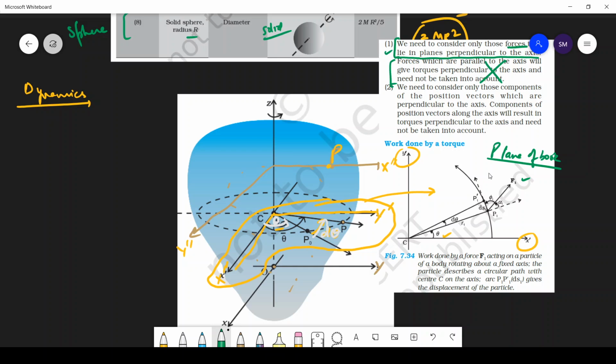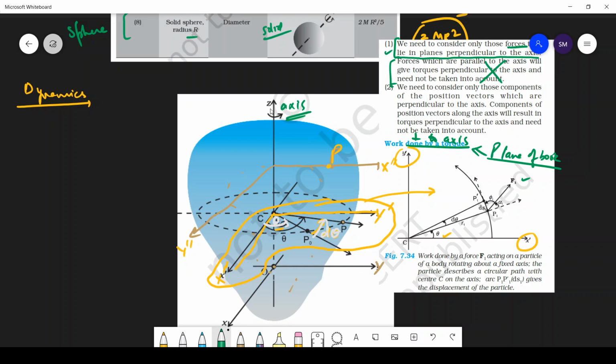So perpendicular to the axis means that only those position vectors. Which ones are perpendicular to the axis? So this plane is perpendicular to the axis. This is the axis of rotation, and this x dash y dash plane is perpendicular to the axis of rotation, right?